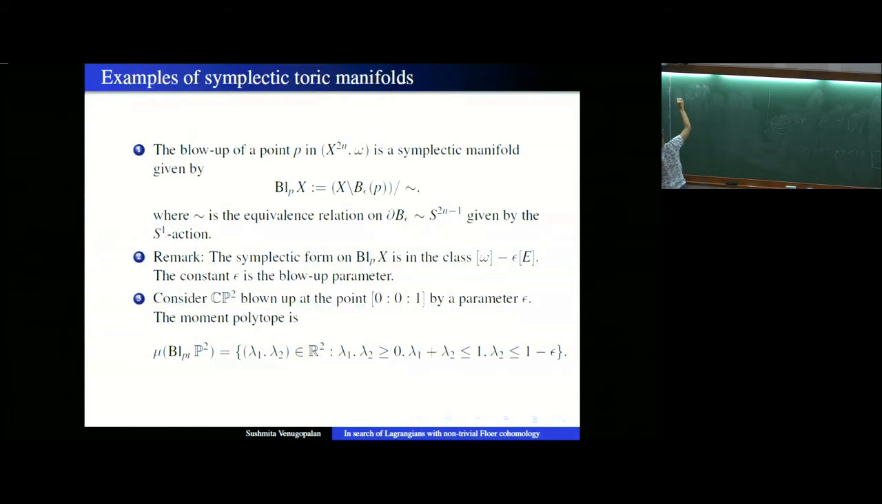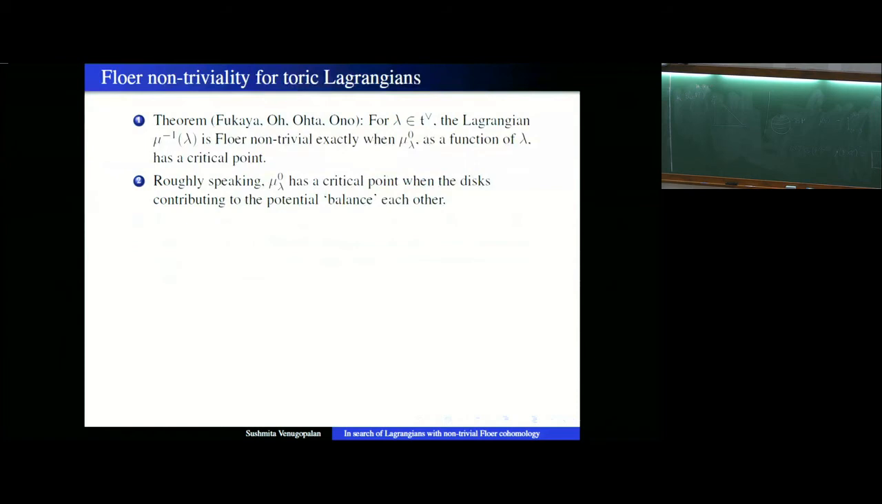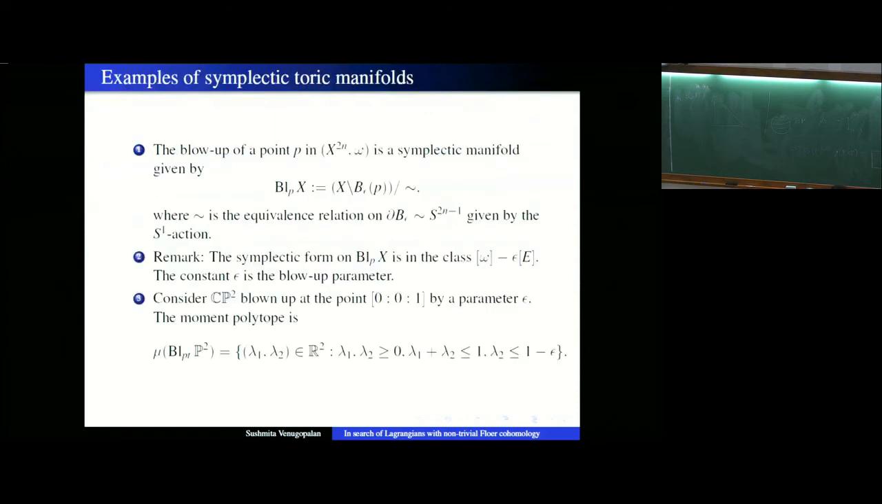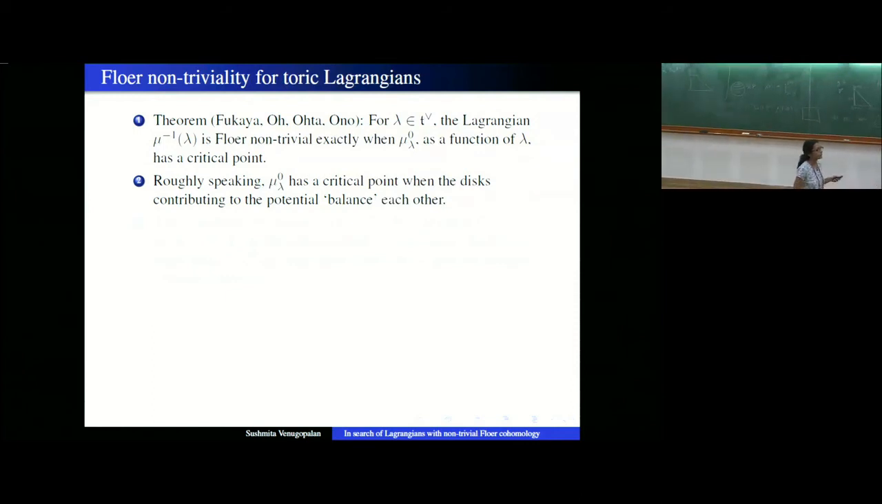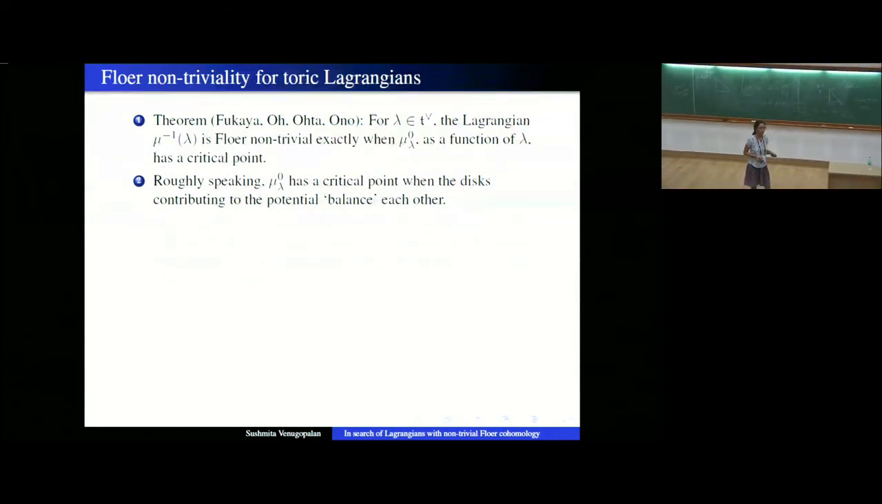And the moment polytope for this guy is, you start with the moment polytope of P2 and chop off an epsilon triangle there. So that's the moment polytope. Okay, and so these are my examples of toric symplectic manifolds. And the big result of Fukaya and his collaborators is that they were able to kind of characterize all the Floer non-trivial tori in toric manifolds.